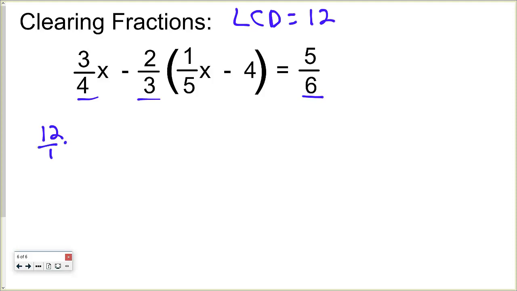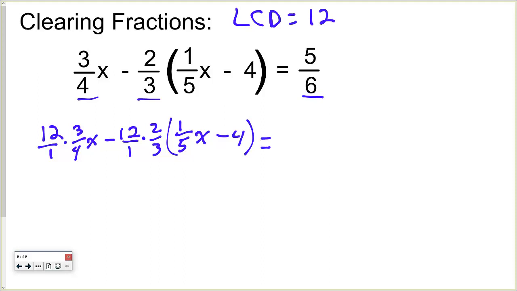So 12 over 1 times 3/4 x minus 12 over 1 times 2/3. And the parentheses, I'm going to just leave it as is because I'm eventually going to carry through whatever's on the outside remaining. And I need to multiply 12 over 1 times 5/6. You'll notice that I did not take the 12 and distribute it inside the parentheses. That's what's going to happen with whatever this calculation is here. I'm going to distribute it inside. So I'm not going to do that distribution just yet.